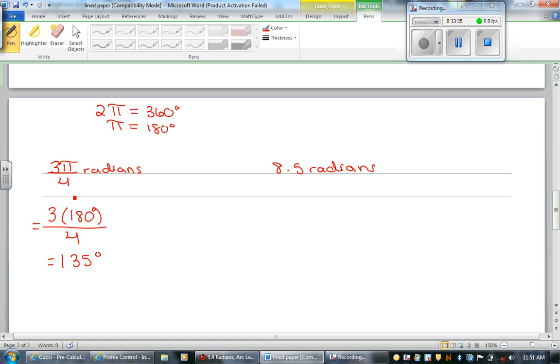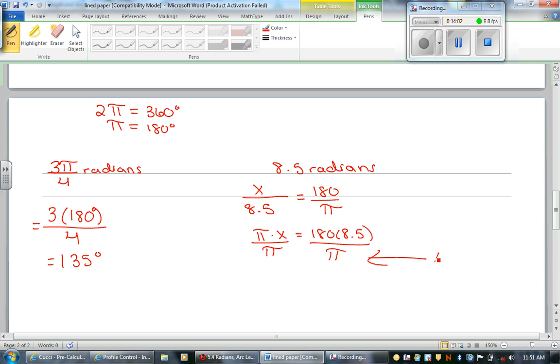So again, if it's written in terms of pi, what you can do is plug 180 degrees in for pi. Now, if it's not written in terms of pi, you do have to go and do that proportion. Degrees over radians equals 180 over pi. Cross multiply and divide by pi. And what you're going to use for pi is your pi key. Okay. So 180 times 8.5 divided by pi.